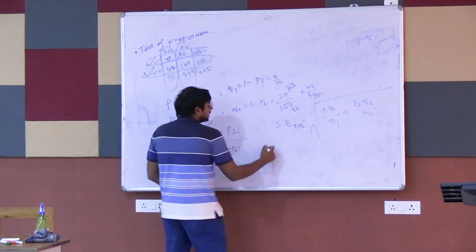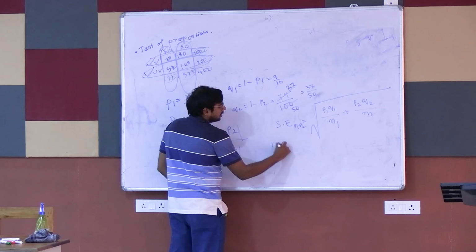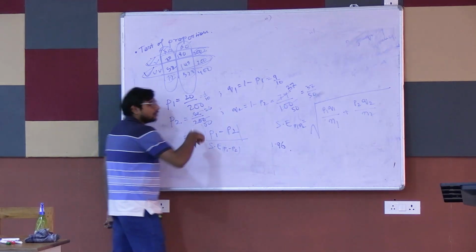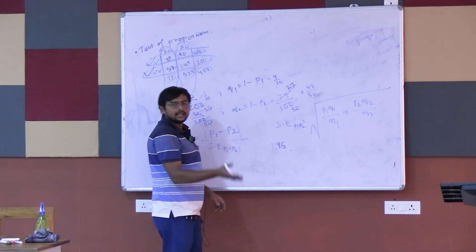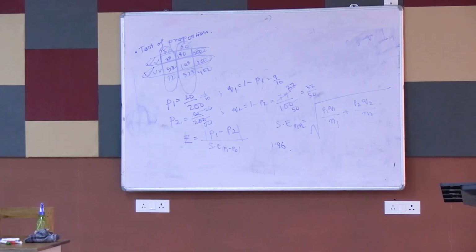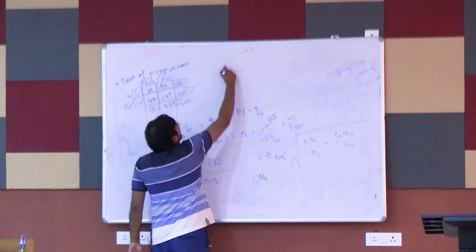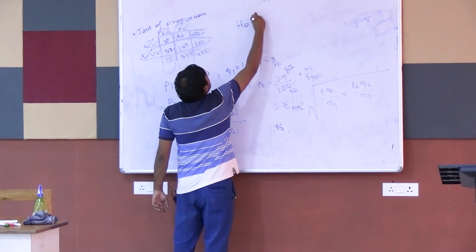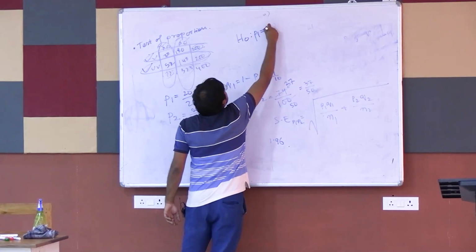So the cutoff point is 1.96. If the value of this Z crosses 1.96, we are going to reject, else we are going to accept. Solve it and tell me the answer. In a proper fashion, the way I told you: what is the null hypothesis here? Null hypothesis is P1 is equal to P2.